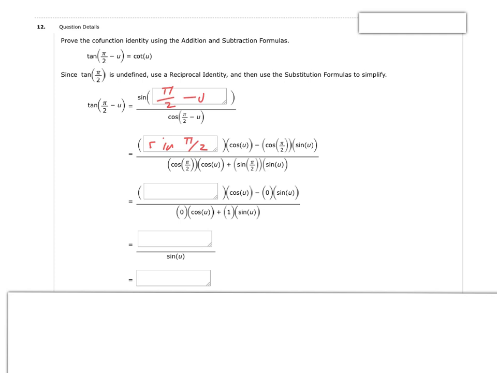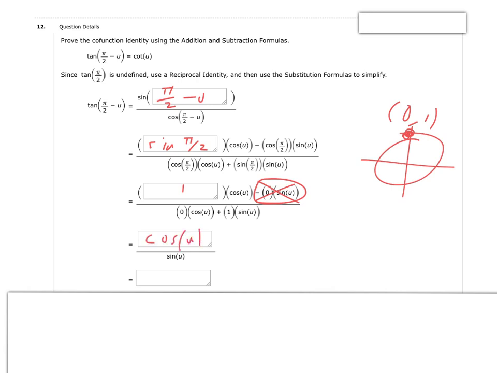So then I know, according to the unit circle, that sine of pi over 2, being 0, 1, is obviously 1. And so then I see up here that this negative 0 times sine of u is obviously going to turn into 0. So I'm just left with cosine of u. And then I have cosine of u over sine of u, which is cotangent of u.